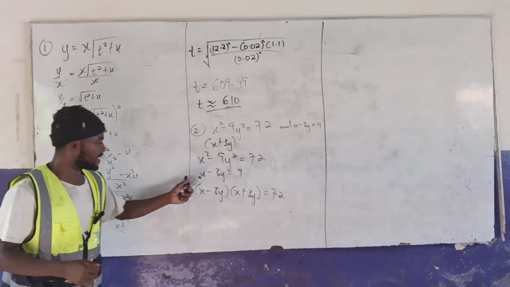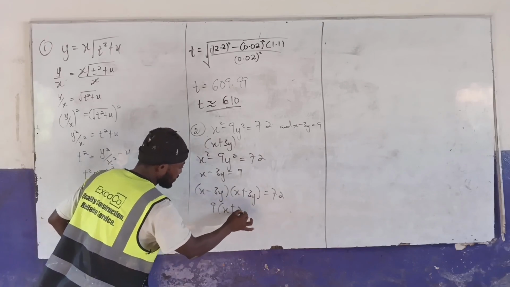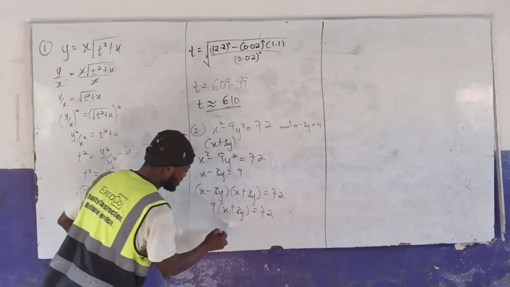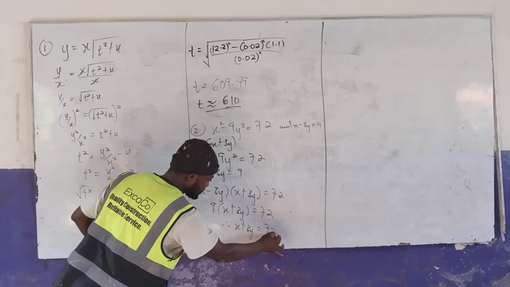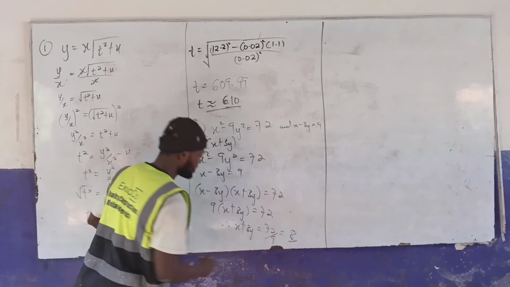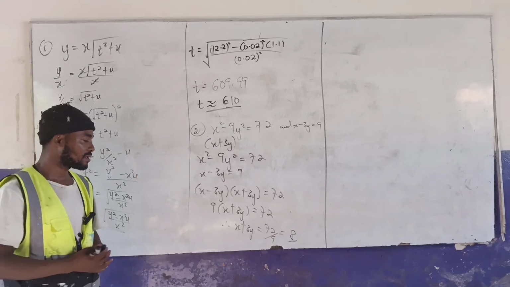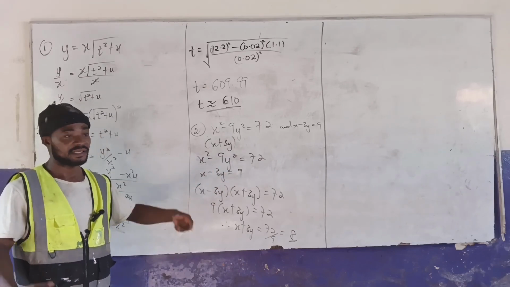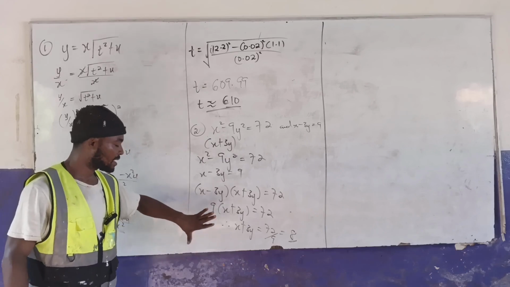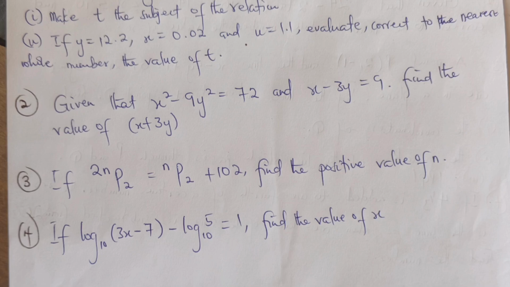But remember, x minus 3y is equal to 9. Therefore, x plus 3y is equal to 72 over 9. And so we have the value of x plus 3y as 8 because the value of x minus 3y was given from the question as 9. And so that is how we deal with the second question. So I think question 2 is done. Let's go to question 3 quickly.